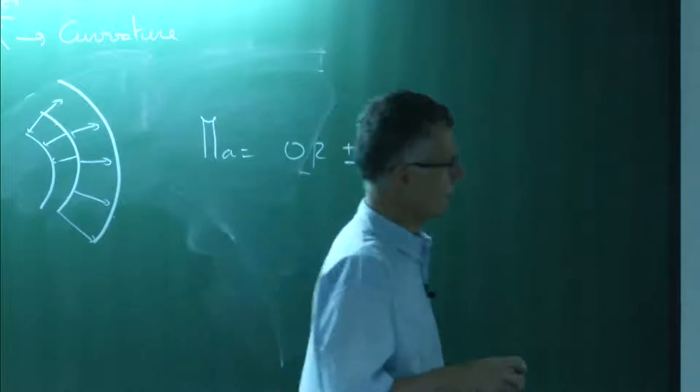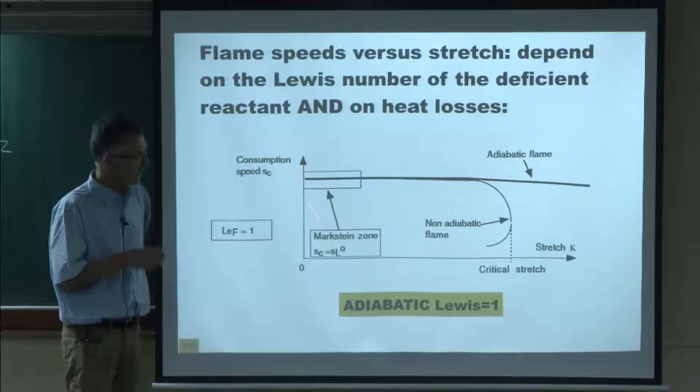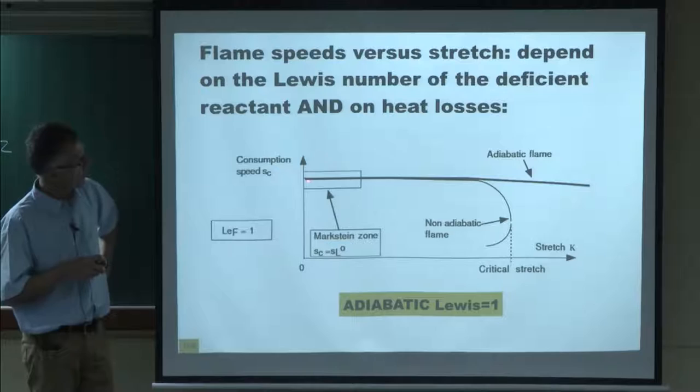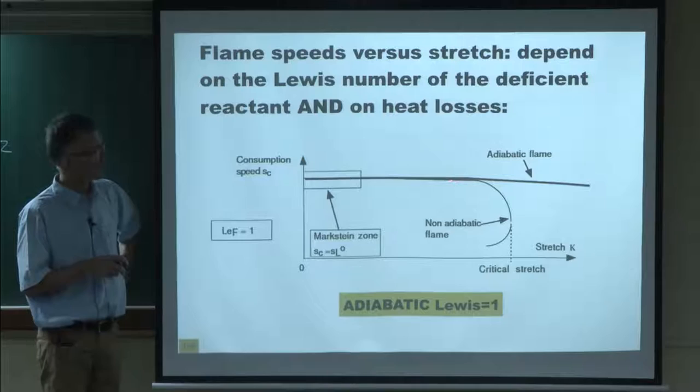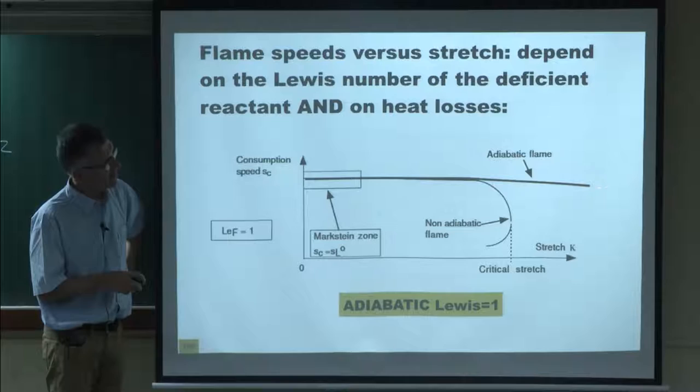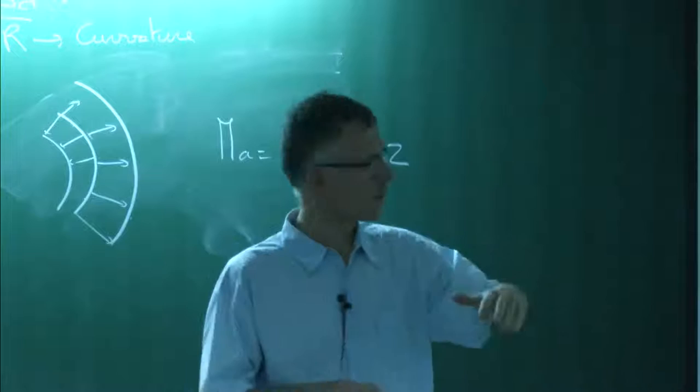And what they do, they plot the consumption speed normalized by its value for the unstretched case as a function of stretch. And you see here that if the flame is stretched, the consumption speed will, for that case, remain constant almost for a long time. And then if the flame is completely adiabatic, this thing keeps going forever. I mean, you can stretch the flame, you know, and it will keep burning. It will go down very slowly. But if you put a little bit of losses, then there is a turning point.